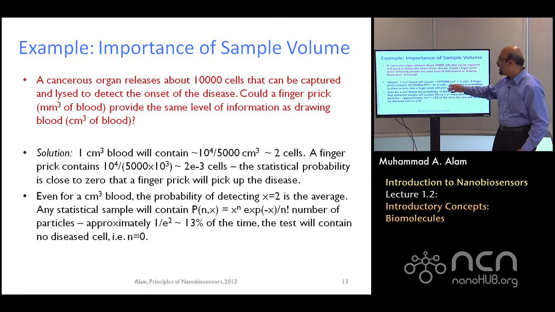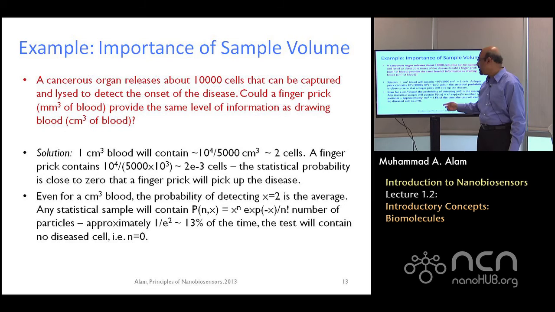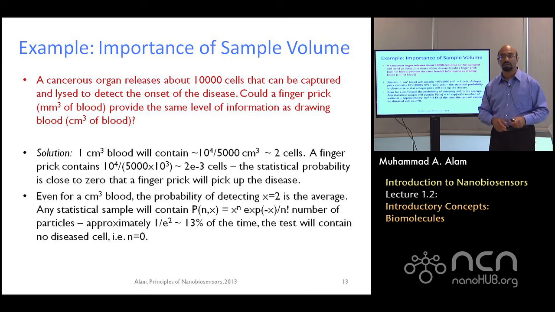But even if you took about a centimeter cube of blood, the Poisson statistic says that on average, if there are 2, there is also a probability that you may have 3, or you may have 1, or you may have nothing. In fact, 13% of the time you can show that the sample will have no cancerous cell at all. The doctor will say that you are good, you can go home, which is a false negative. Whereas there was a problem, and if you could detect it early on, that would have helped.